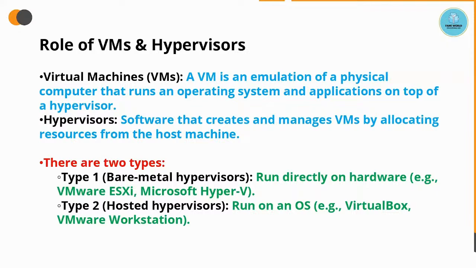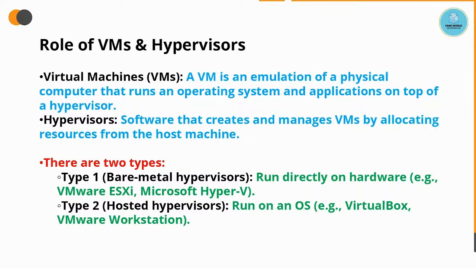So virtual machine, what is that? A virtual machine is an emulation of a physical computer that runs the operating system and applications on top of the hypervisor. Hypervisors are the software that creates and manages virtual machines by allocating resources from the host machine. There are two different types, type 1 and type 2. Type 1 is bare metal hypervisors, and type 2 is hosted hypervisors.